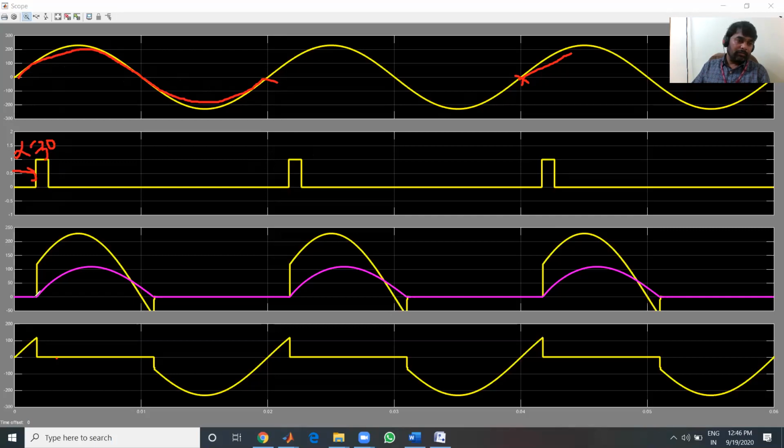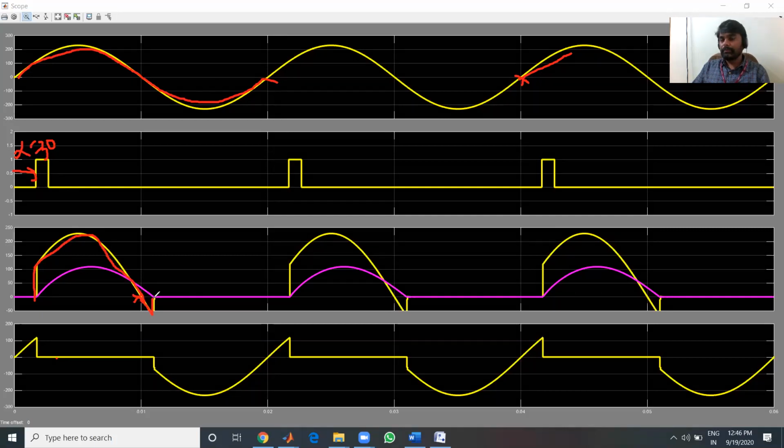30 degrees, and from 30 degrees onward, the output voltage is following the input voltage. So you can see the yellow color waveform. It's following the input voltage, and it is falling beyond 180 degrees also. Now since the load is resistive and inductive, the output current has to lag the output voltage by some angle. So you can see there is a lag in the current.